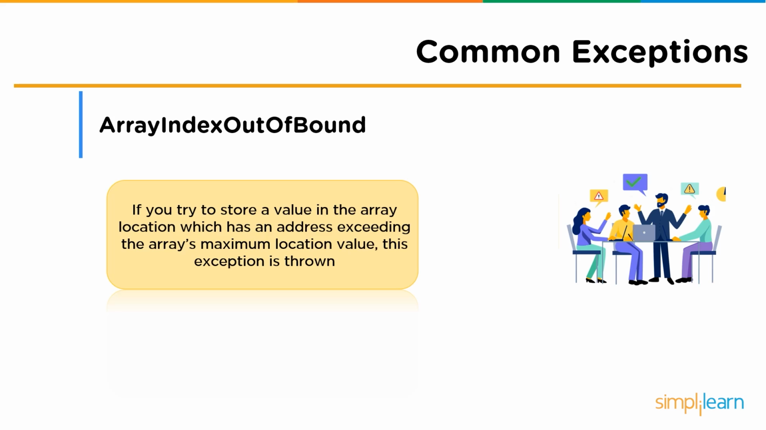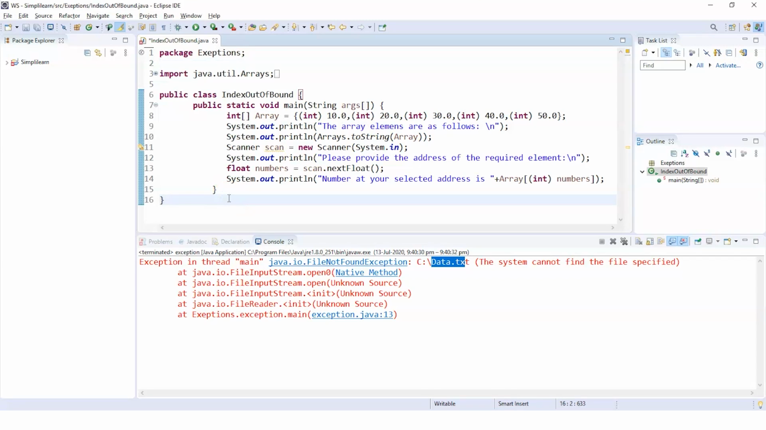So to understand this particular exception, let us go through a practical example. As you can see on our screen, we have an array of integer data type. We are going to store the values 10, 20, 30, 40 and 50 in 5 different locations of the array, which is 0, 1, 2, 3 and 4. Now we are going to provide the address of the required element. During that process, we are going to specify one location which is more than the maximum location of the array. Here the maximum location of the array is 4, and if we try to provide the location 5, then this program should throw us an exception.